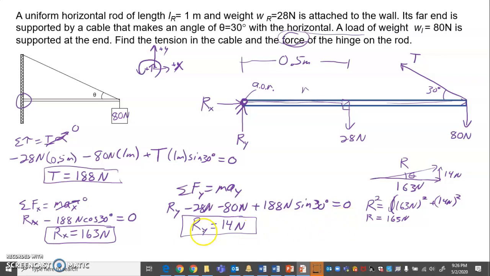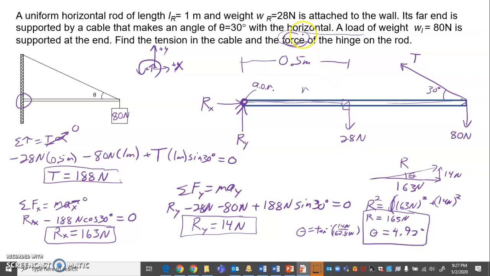I'll let you go back and see that this actually comes out to 162.81 newtons, and then this comes out to 163.4 newtons. So there is a difference. And then we find the angle. The angle is equal to the inverse tangent of 14 newtons over 162.81 newtons. And theta comes out to 4.92 degrees. And so that is our force.